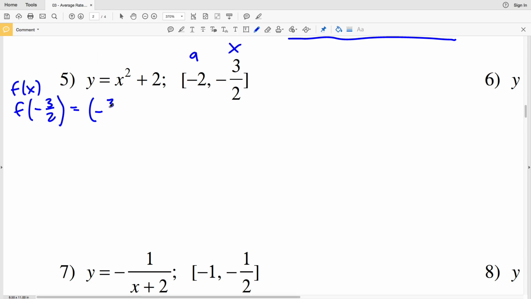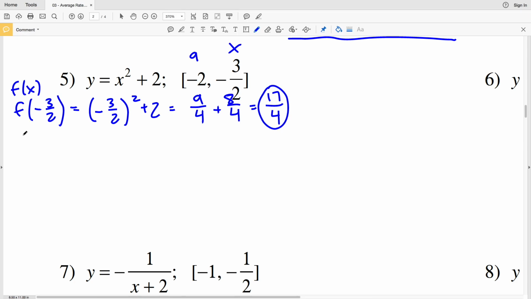That's going to be negative 3 halves squared plus 2, which negative 3 halves squared is negative 3 squared over 2 squared, which is 9/4. And adding that to 2, I'm going to add that to 2 in terms of 4. So that's going to be 8 over 4. And 9 plus 8 will give me 17. So I'll have 17/4 as f of x.